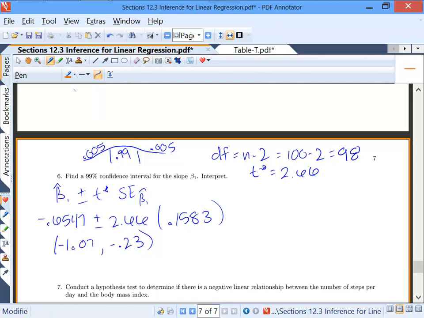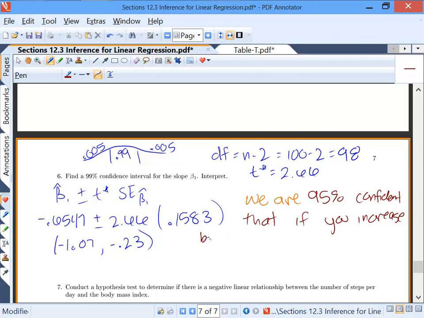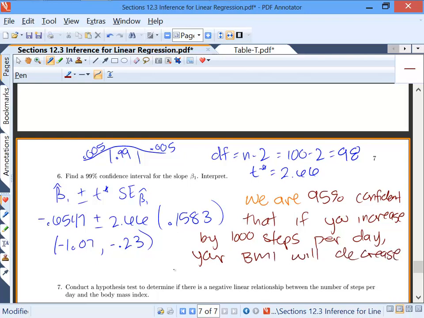And what did you tell your boss that that means? Something like, we are 99% confident that if we increase by 1,000 steps per day, your BMI will decrease between negative 1.07 and negative 0.23 units.